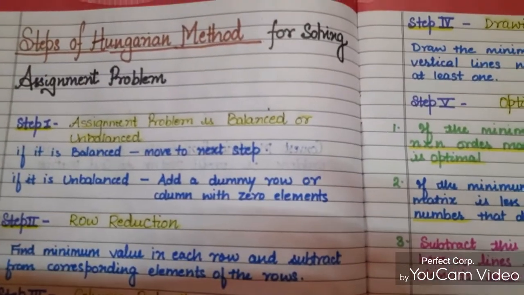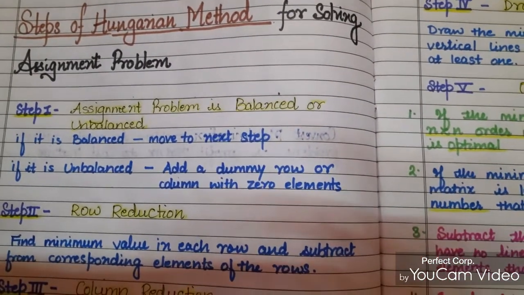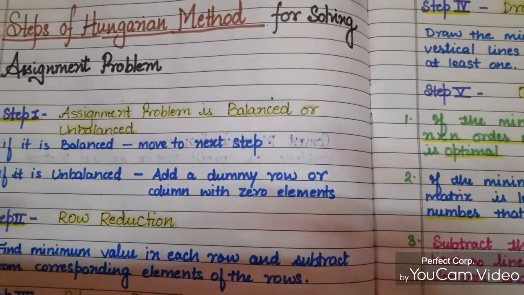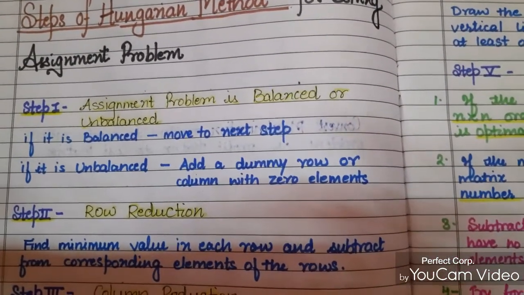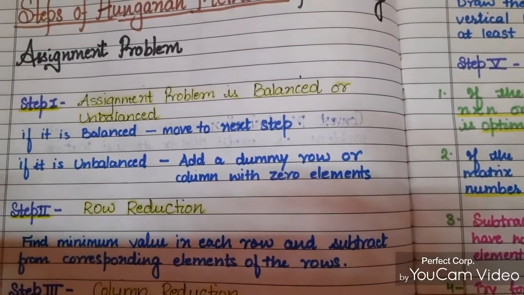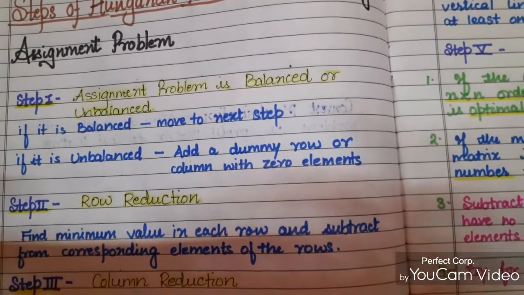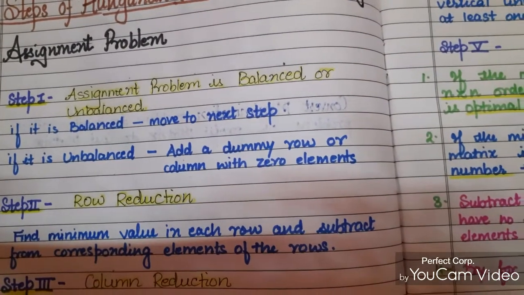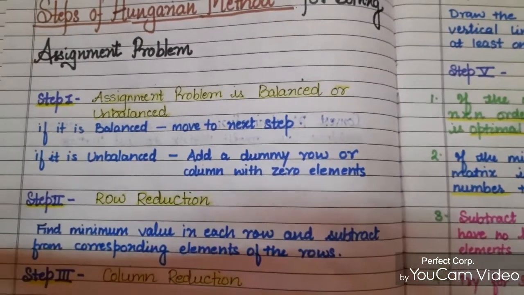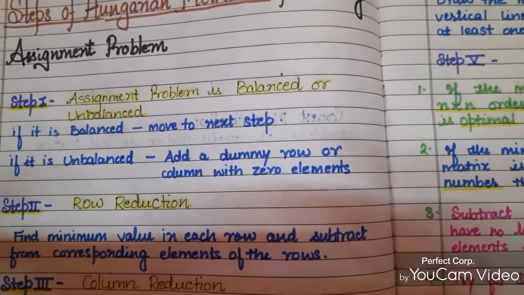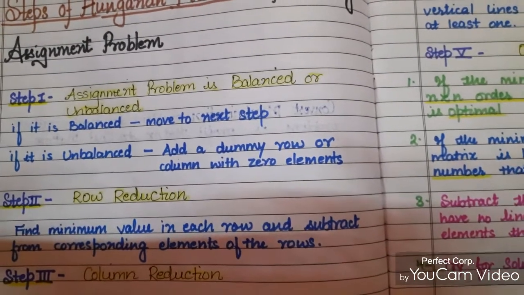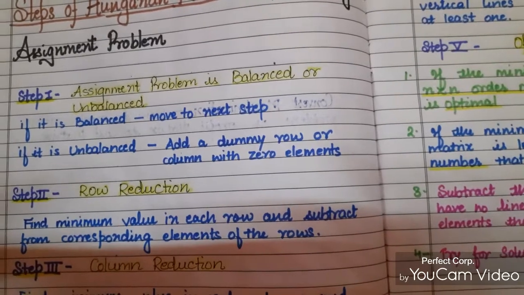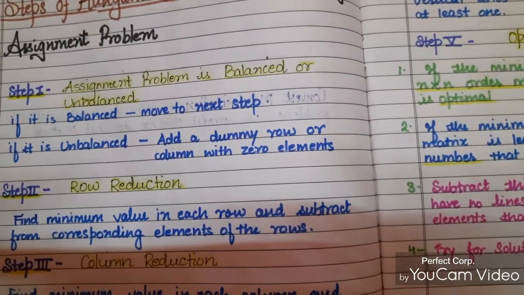In the first step of the Hungarian method, we do the same thing which we did in the transportation problem. First of all, you have to identify whether the assignment problem is balanced or unbalanced. And how will you justify that? There is a difference between transportation and assignment problems here. Before solving any assignment problem, we should know the order of the matrix. Order of the matrix means the number of rows and columns in the given table.